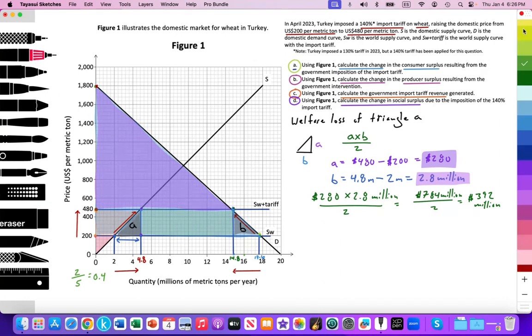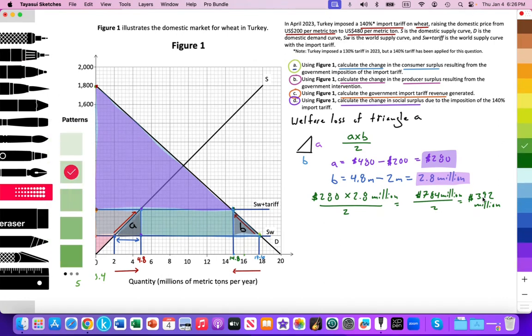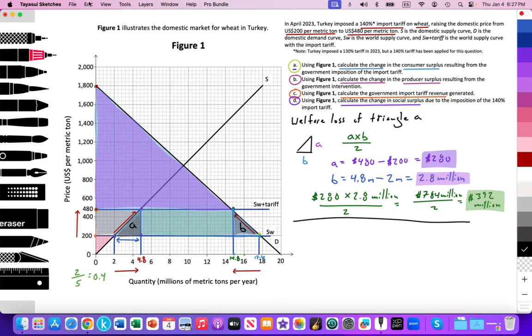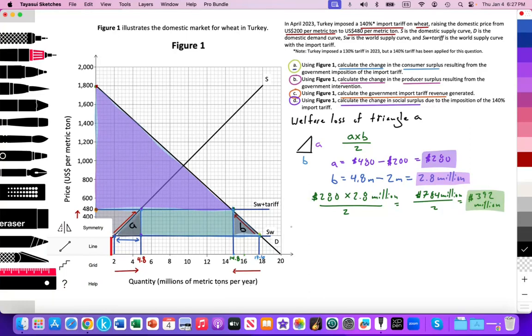And then we have this final answer here of 392 million, the lost value of the resources being allocated to inefficient producers to increase production. We could have reallocated those resources to some other producer instead. Okay, so we've calculated the surface area of triangle A. Let's now do triangle B.